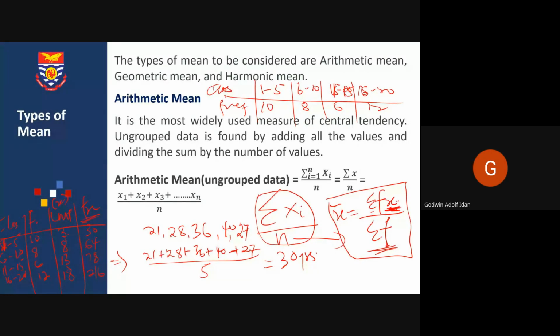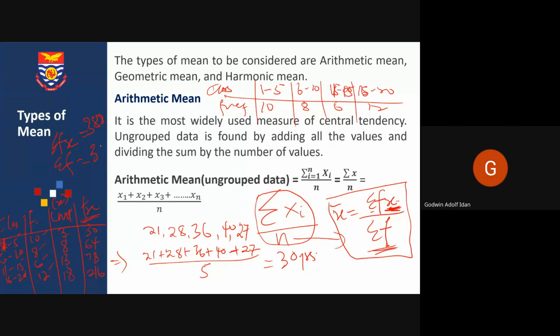Now the formula says that we should find the summation of our frequency multiplying the X. So we add the 30 to the 64 to the 78 to the 216. What do we get? 388. Then we also find the summation of our frequency, where we add the 10 to the 8 to the 6 to the 12. 36.